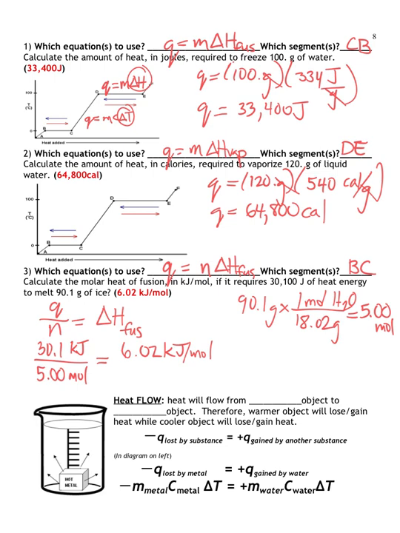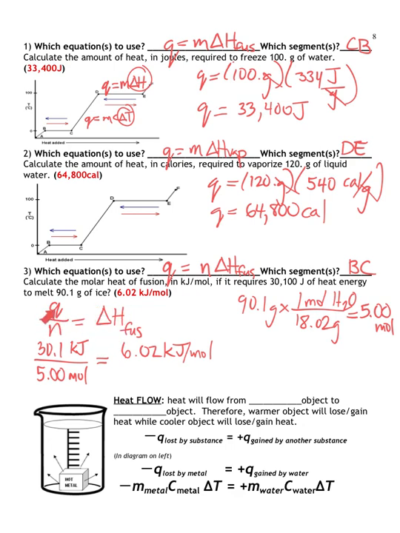I'm always vigilant of my units, and in this problem, it's asking for molar heat of fusion, which is your change in enthalpy, in kilojoules per mole. So I'm going to use n times the enthalpy equals Q, and rearrange this equation so that I can solve for molar heat of fusion. That's another way of saying change in enthalpy of fusion.